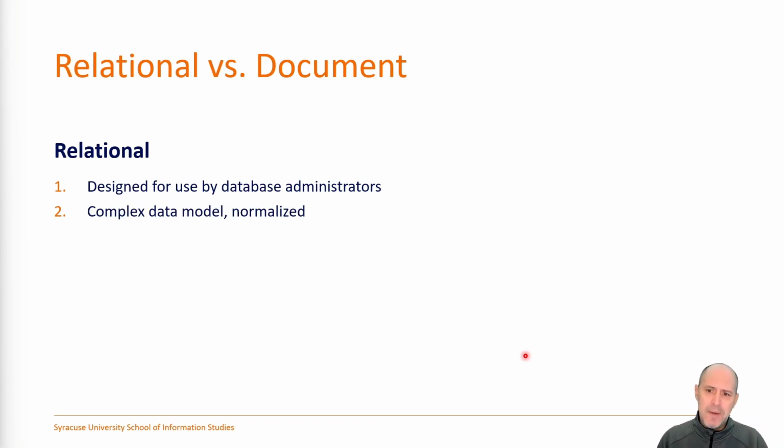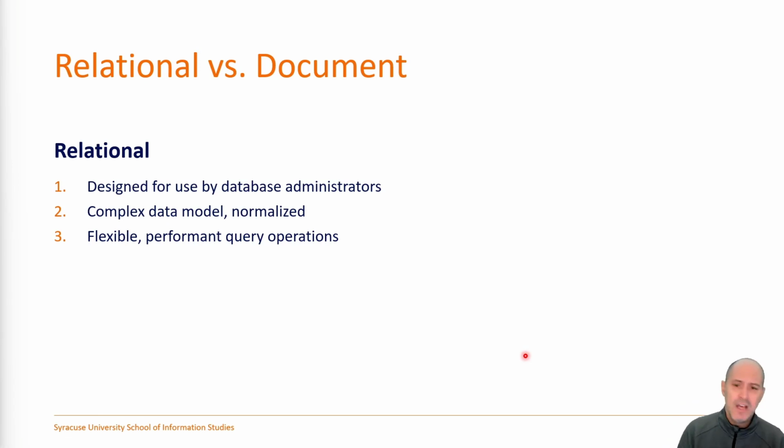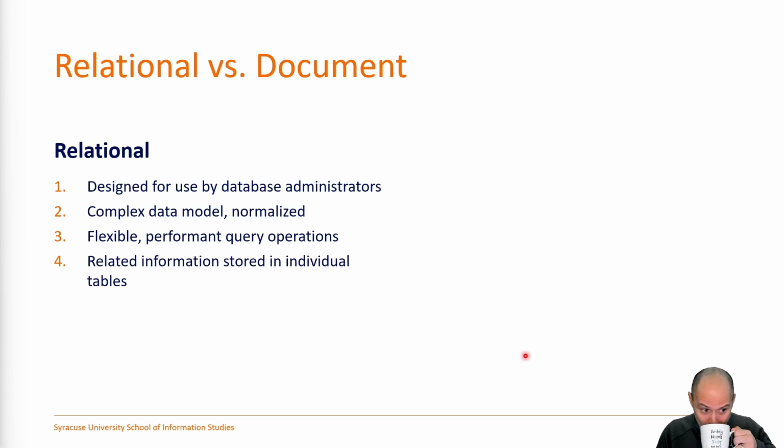We have a complex data model. It's highly normalized, lots of tables, right? Lots of foreign keys, flexible, performant queries. You can slice and dice in a variety of ways. If you have your data in relational and it is normalized, you're in query nirvana. There's 101 ways you can get the data back out. That's what we like about relational.